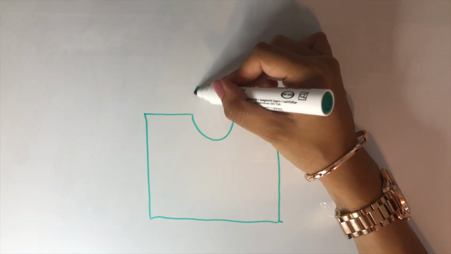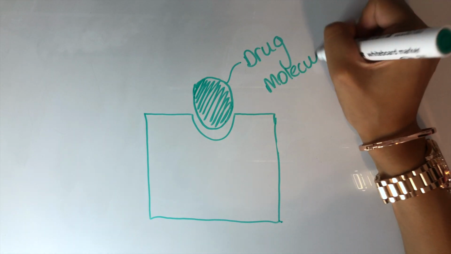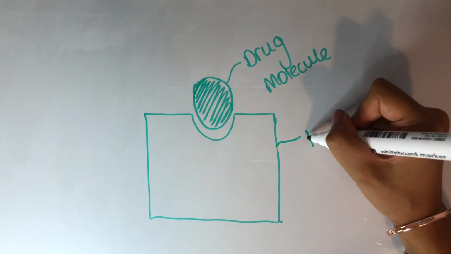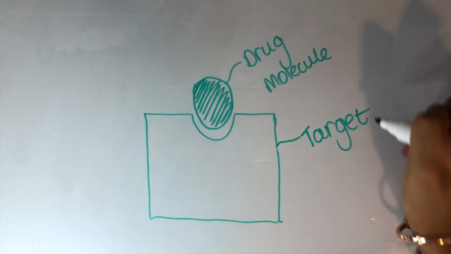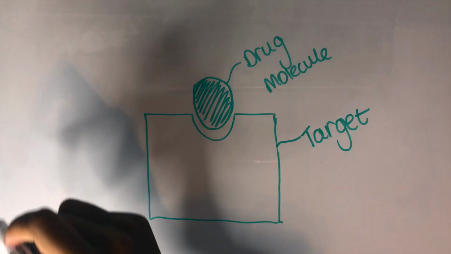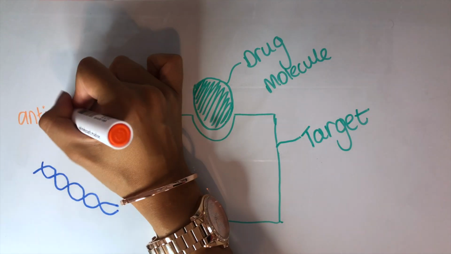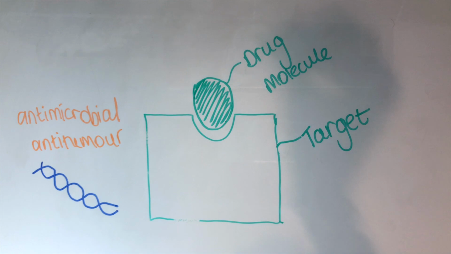In order for a drug to induce a physiological response, it must bind to a target. So here I'm now drawing the drug molecule and a target. Most of the drug targets are proteins, but not all of them. Some interact with DNA directly, such as antimicrobials and anti-tumor drugs, but for now let's just focus on protein targets.